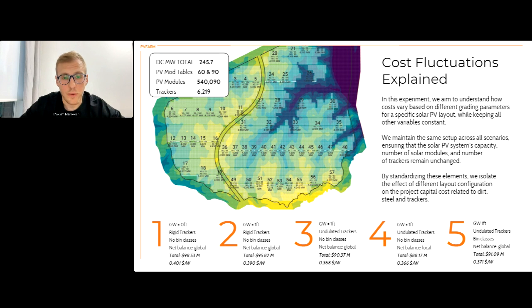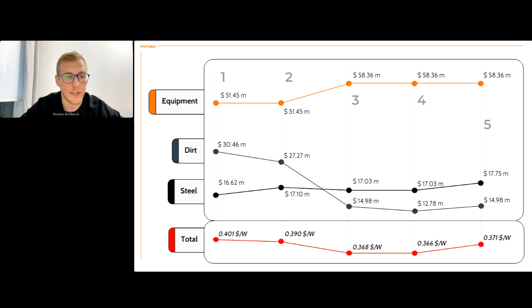Et cetera. What was really fun about this experiment is that the cost varies really a lot. We have the most expensive option at 98 million, while the least expensive option is 88 million. So that's around 11% simply because of the choices we make during design, right? I will jump back and forth between this slide and the next one, because we will actually see how the cost fluctuates in terms of cost of equipment, cost of dirt, steel, and basically the total dollar per watt, right?